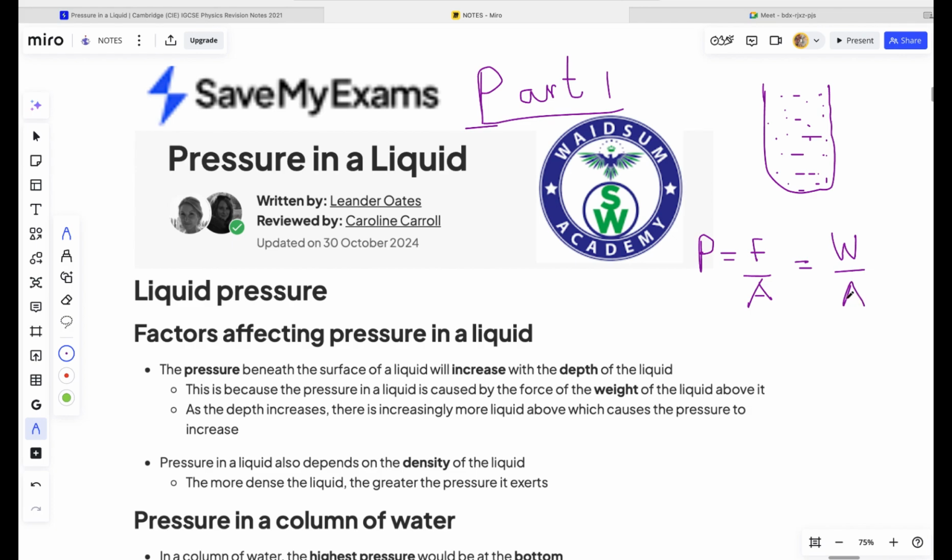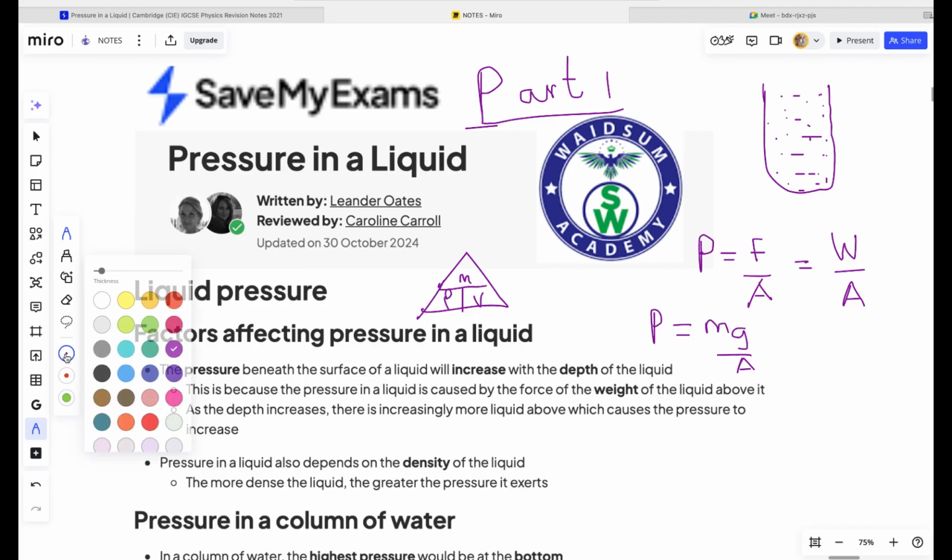And then we know that weight is defined as mass times gravity. So we can simply say pressure in this regard is equal to mass times gravity over area. Now this mass of water can be replaced using the density formula. You know the density formula? If you look at it, density, which is given by this symbol, is mass over volume.